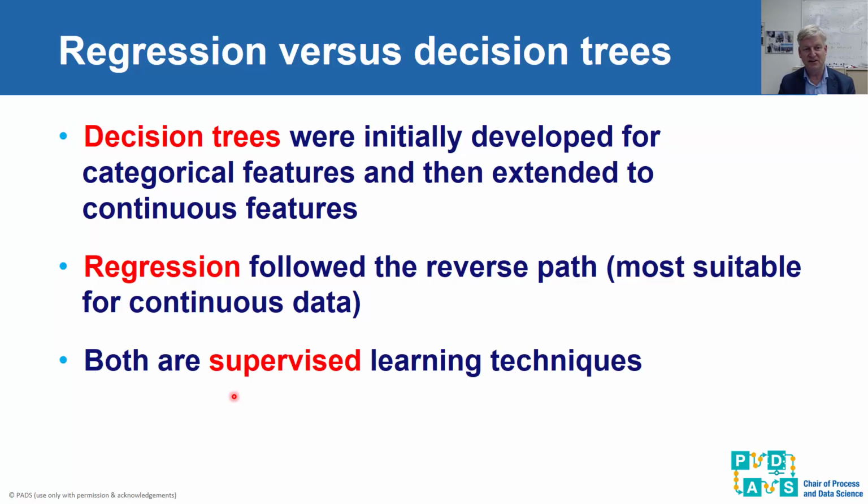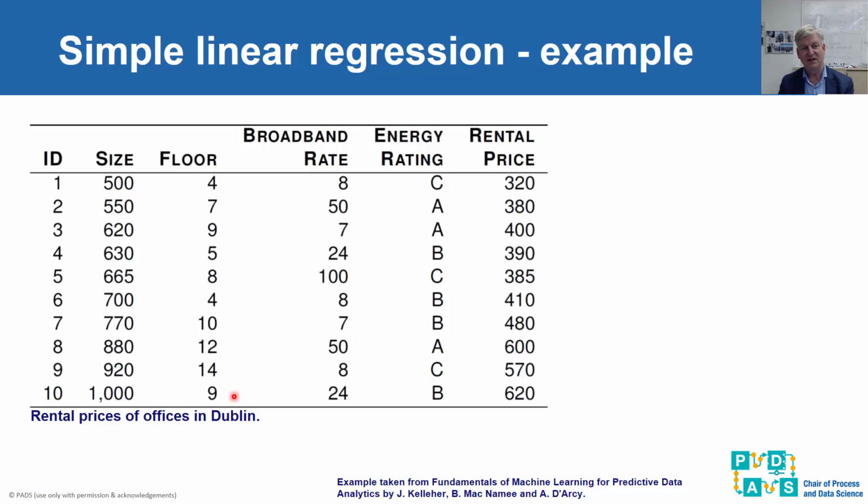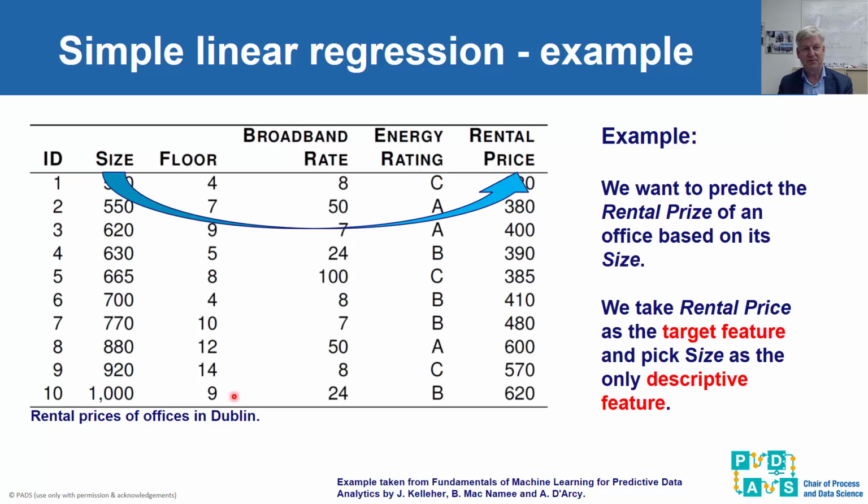Both decision trees and regression, however, are supervised learning techniques. So that's the setting, and we start with the simplest case, linear regression, and we also, for the moment, assume that we have just one target variable and one descriptive variable. So in this example, we would like to see the relationship between size and rental price. This is a data set taken from the book that is the core book that we use at this point in the course.